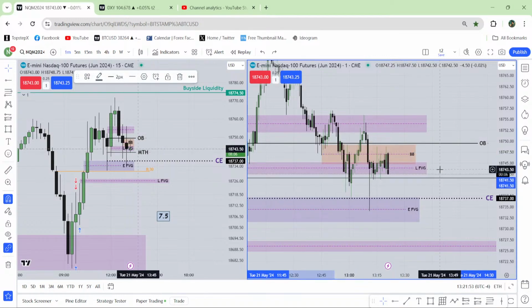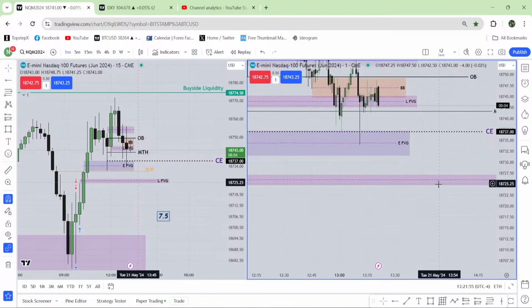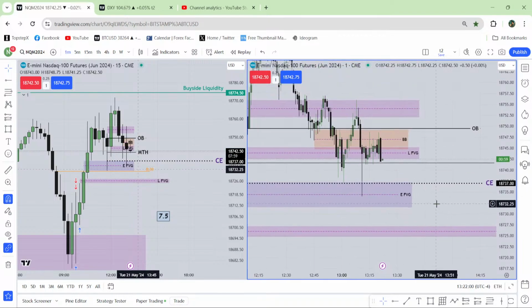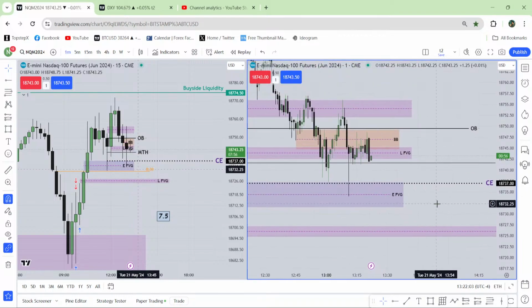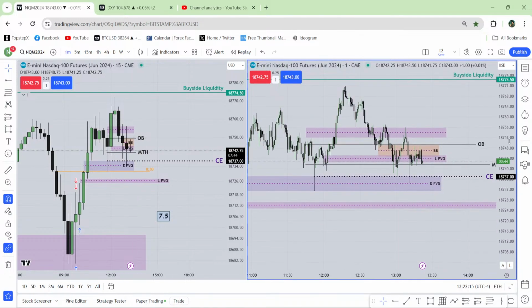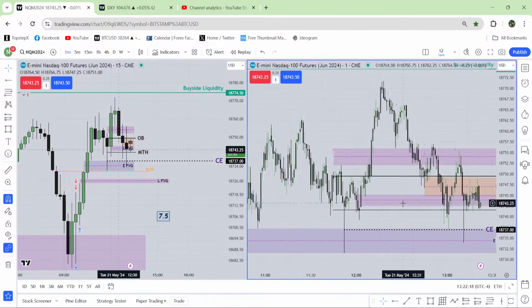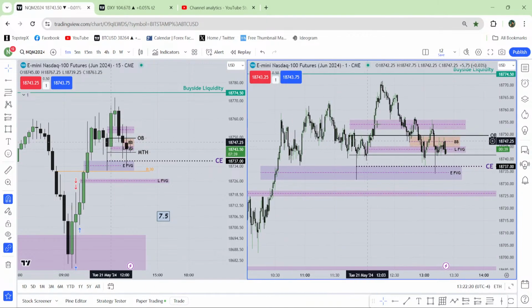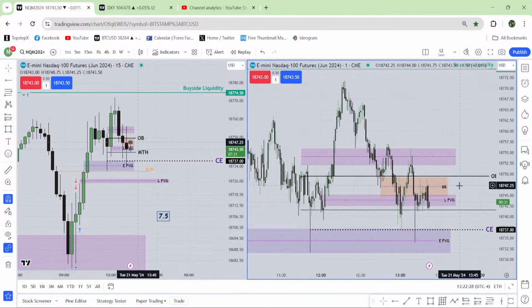Only if the market closes below this fair value gap will I be bearish. Until then, I'm bullish. See the price action over here, all of this price action, very nasty price action. Okay, don't force the market, just wait.